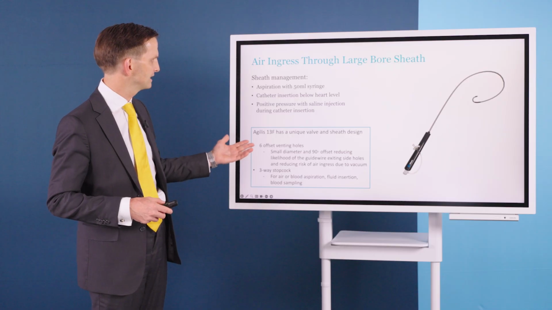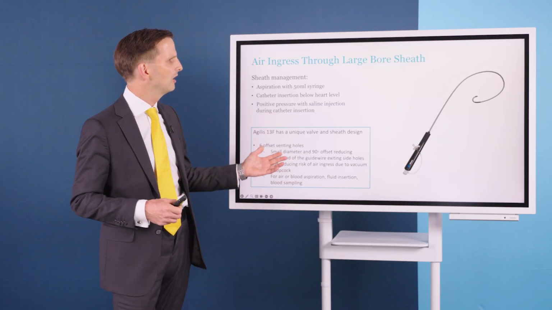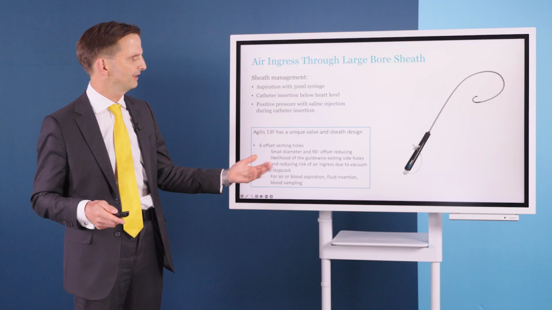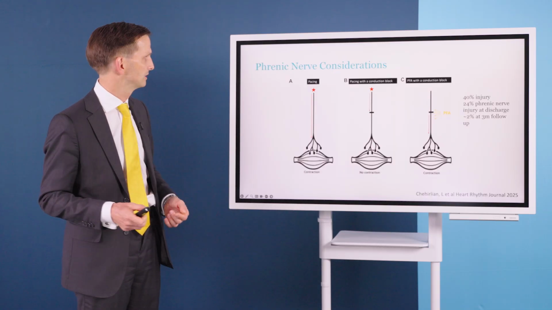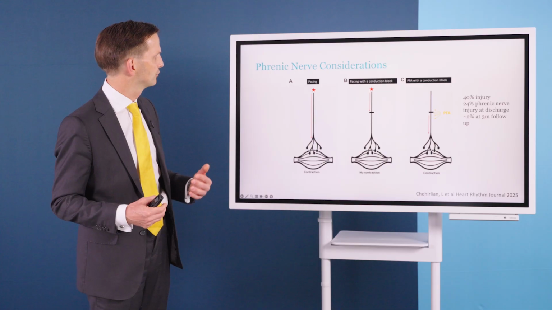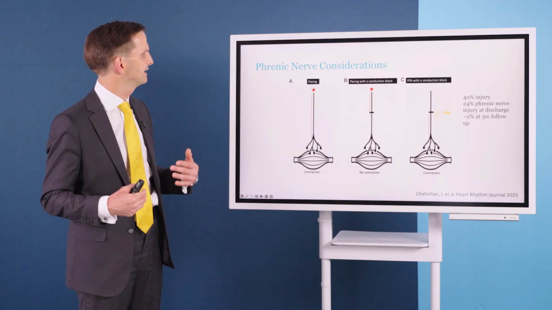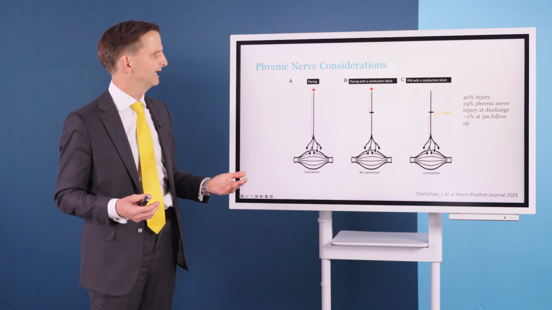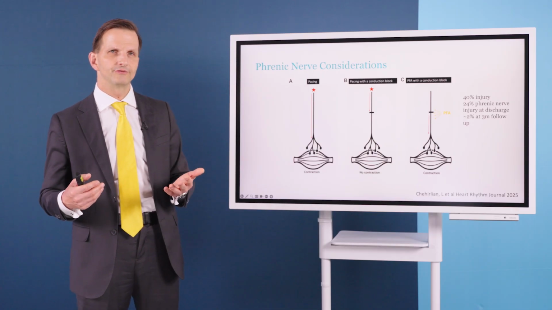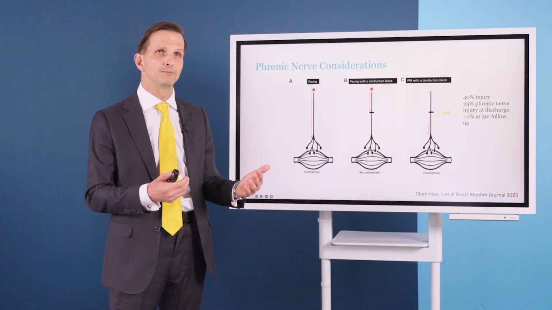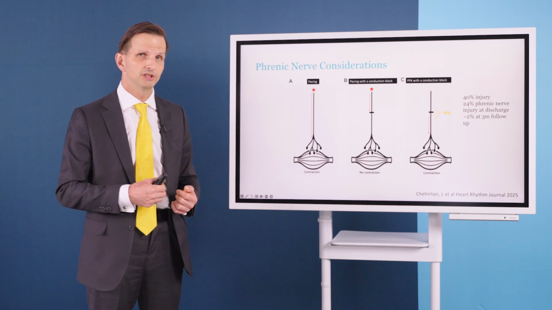And last but not least, it has to do with the quality of the valve and the sheath. If you use a high quality sheath, the risk for air embolism is much lower. Another important complication is phrenic nerve damage, and this is also a matter of concern. Overall, the risk appears to be much, much lower as compared to cryo-based ablation.